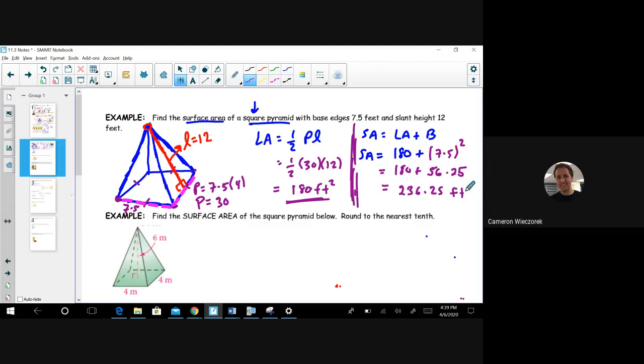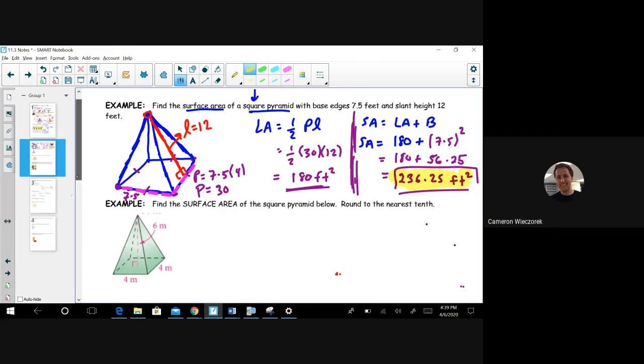And obviously, you have a calculator at home. You can type that in. Okay. So that's the entire surface area, including the base on the bottom. Let's look at another one that has a square base. This one offers something a little bit different.